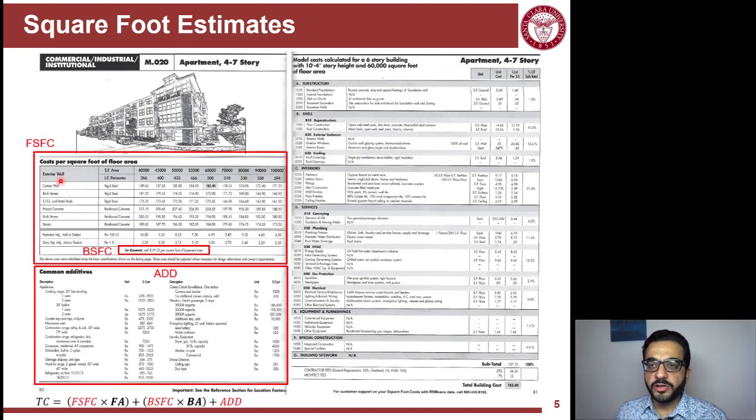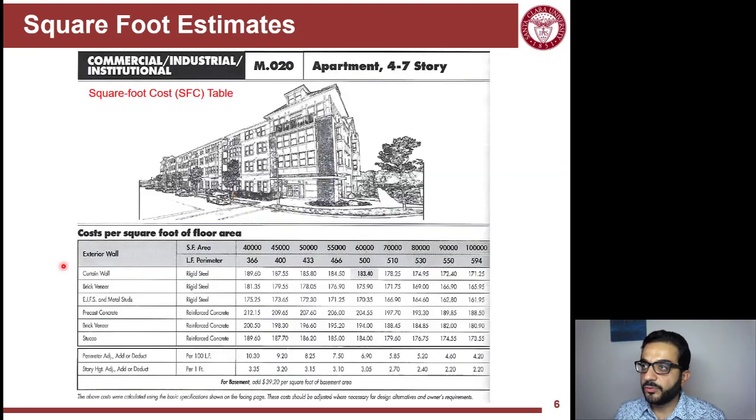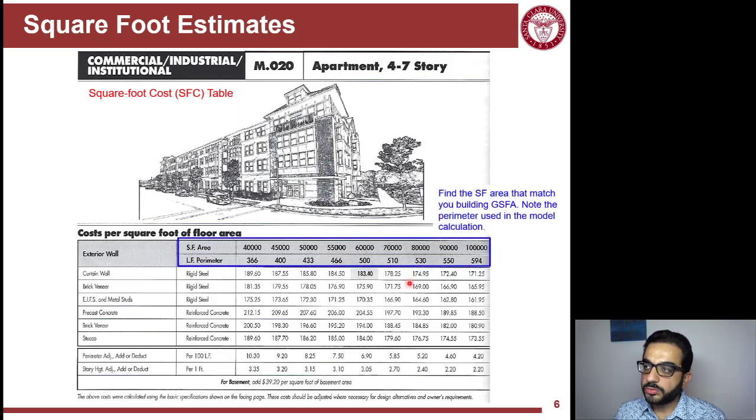If you want to relate to the formula I presented before, this is the floor square foot cost, this is the basement square foot cost, and this is the additives that you will add to the formula, the main components you have. The second page shows you a detailed calculation of that specific square foot cost for that specific building configuration. So let's dig deeper. Focus on the first page, the top half of it. How do you use this table to get the floor square foot cost rate? First, you need to get an idea of how the building will look.